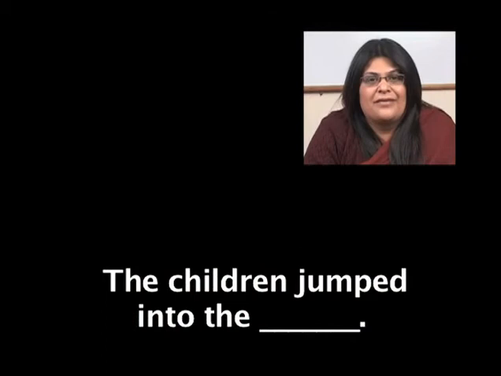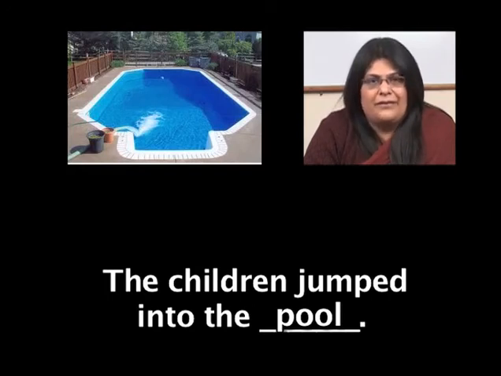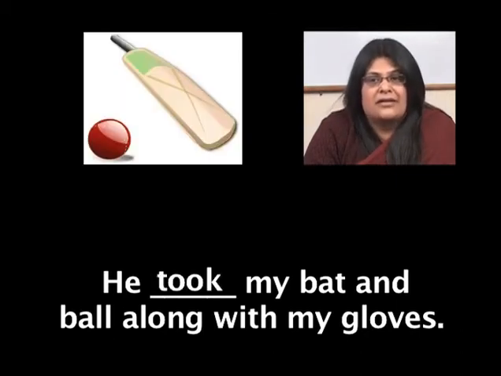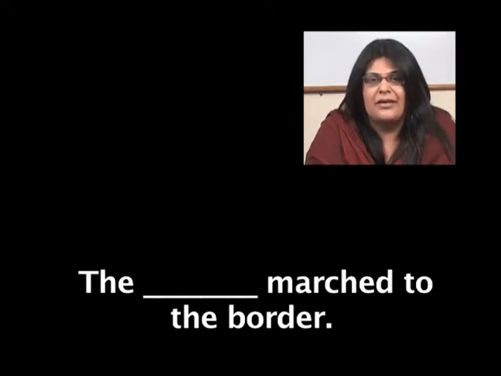Now let us look at the statements in which you have to fill in the blanks. I'll give you a moment to choose the right answer and I'll give you the solution right away. The first statement, the children jumped into the dash. Think about it. Yes, the right answer would be pool. Next, he dashed my bat and ball along with my gloves. The answer is took. Next, the dash marched to the border. The right answer would be troops.